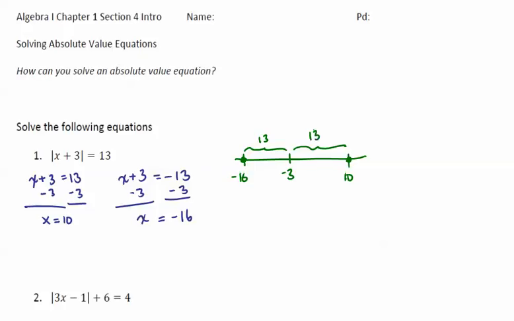The numbers negative 16 and positive 10 are a distance of 13 units away from negative 3 on the number line. We'll go on to the next. Scroll down for the next one.